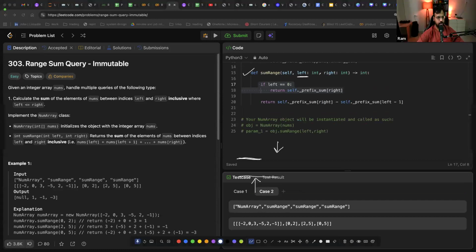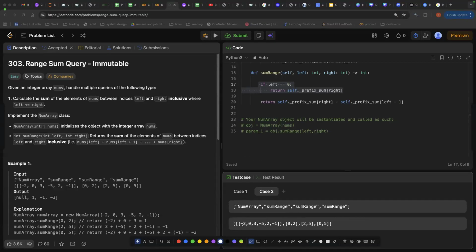So what do I need for this function? I need a left pointer and a right pointer. Correct. 0, 2. So 0 to 2 is minus 2, 0, 3. Minus 2 till 3. This part. Yeah, correct. So minus 2, 0, 3.